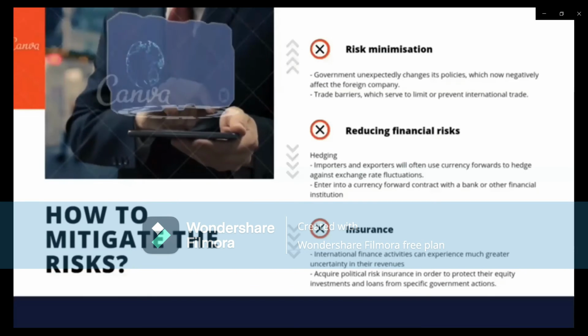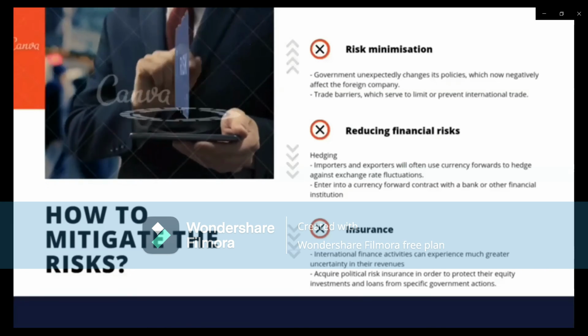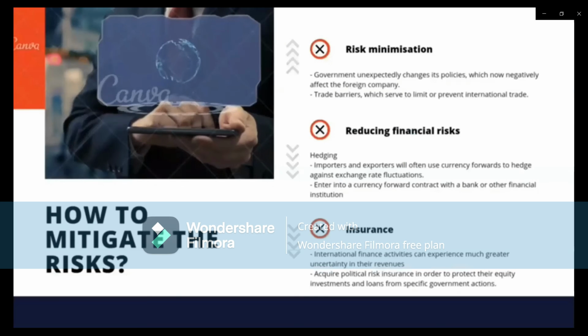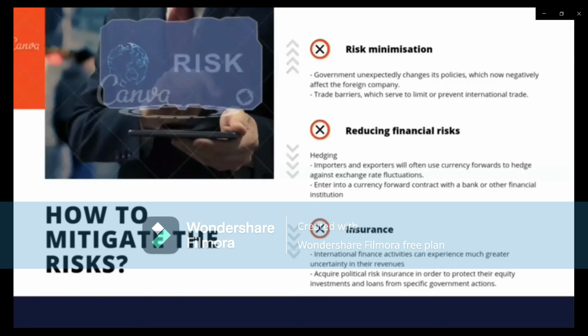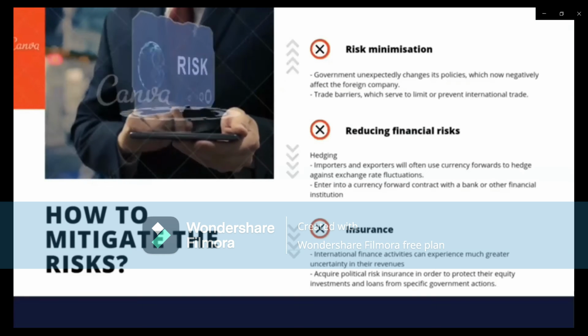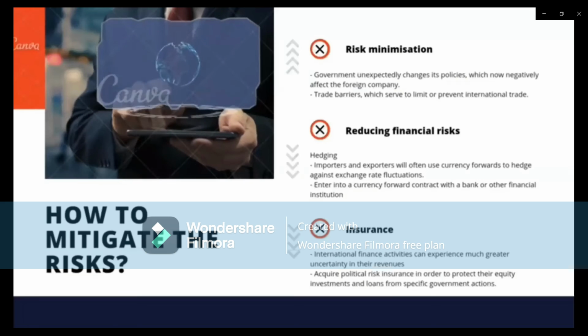How to mitigate the risks. Risk minimization. Government unexpectedly changes its policies, which now negatively affect the foreign company. For example, trade barriers, which serve to limit or prevent international trade. Not only that, the everyday differences in the laws of foreign countries continue to influence the profits and overall success of a company doing business transactions abroad.